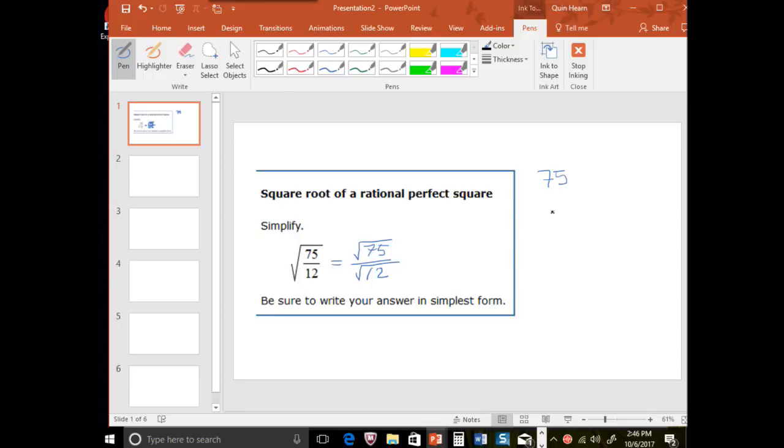So we're going to use the same prime factorization idea that we used when we were looking at greatest common factor. 75 is 3 times 25.